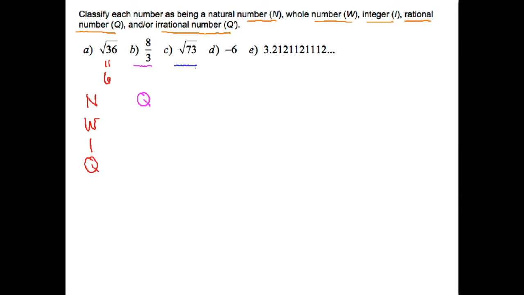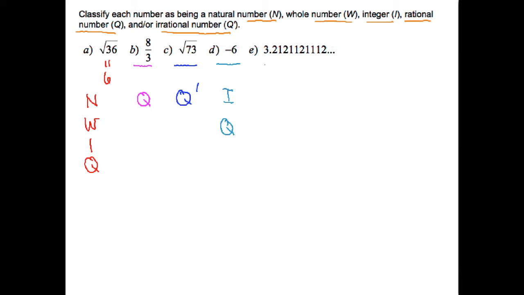Square root of 73. Well, the square root of 73 is not a perfect square, so it cannot be represented as a fraction, which means that it won't be a natural number, whole number, nor integer. It's irrational. Negative 6. Well, negative 6, since it's negative, won't be a natural number nor a whole number, but it is an integer. And because I can rewrite negative 6 as a fraction, negative 6 over 1, it's also a rational number.